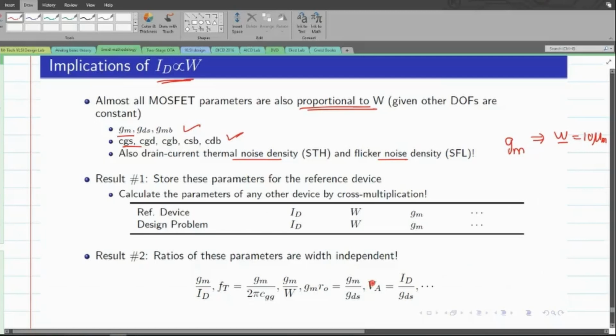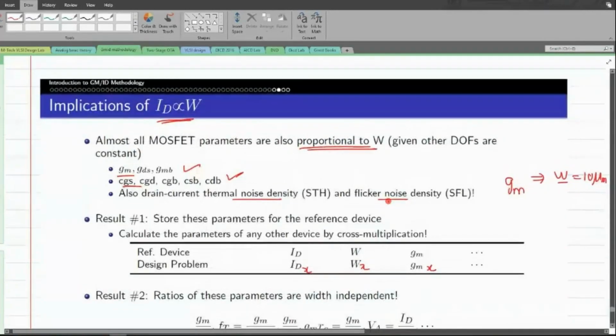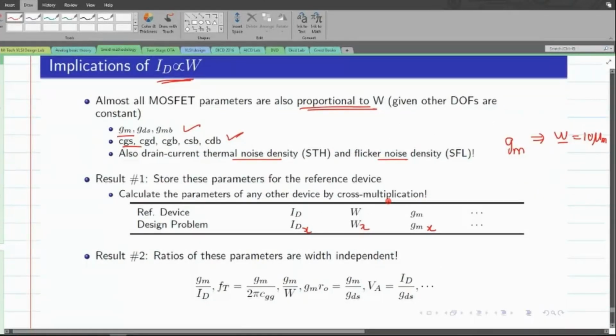And because of this dependency, what I can do next is to use my cross multiplication. So I can use this cross multiplication phenomenon to calculate the width, or to calculate the actual gm of the circuit from the design specification. So that is the added advantage that I have when all these small signal parameters are proportional to the width values.